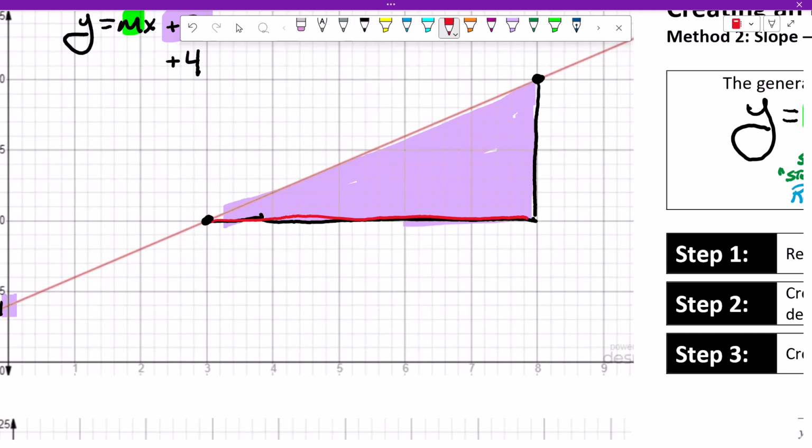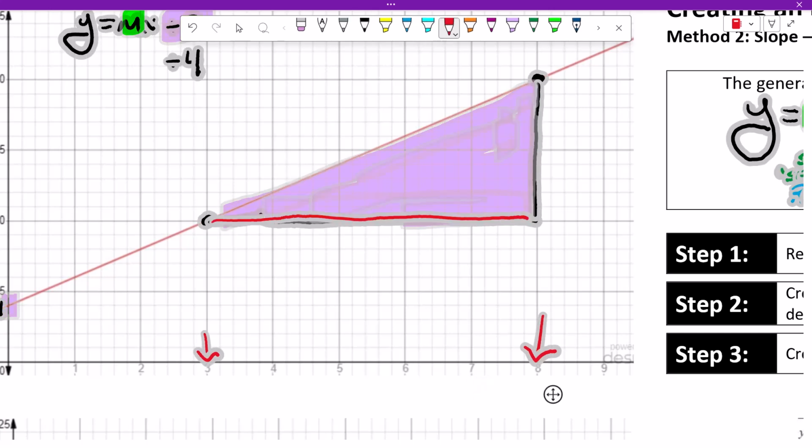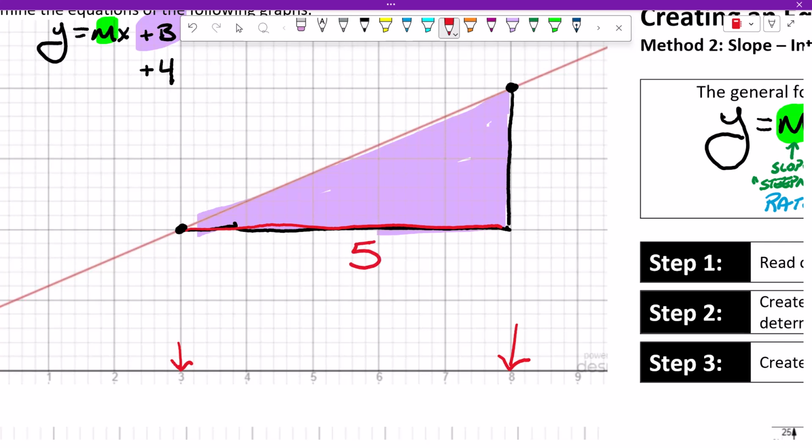Well, this line started at the number 3 here on the x-axis. It ended at the number 8. How long is that line? 5. It's 5 long, whatever the units happen to be. Just 5 long.